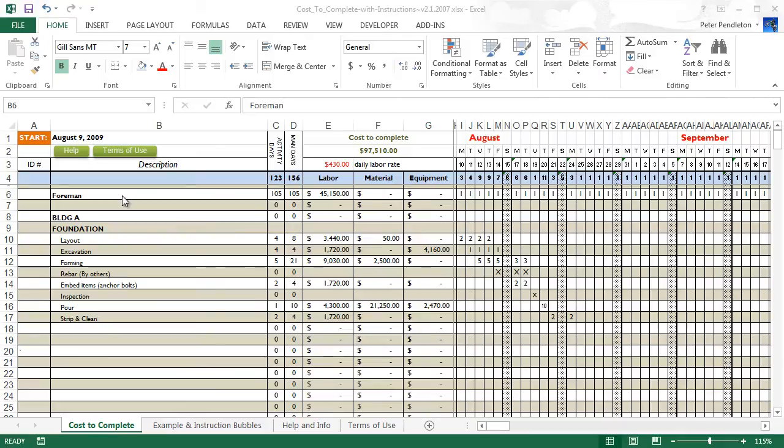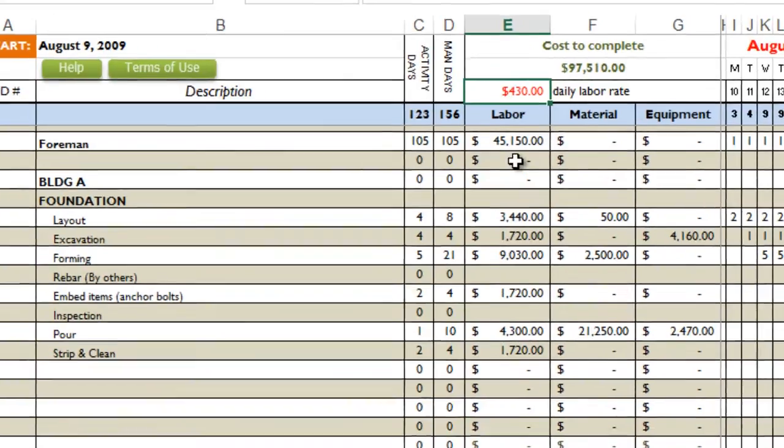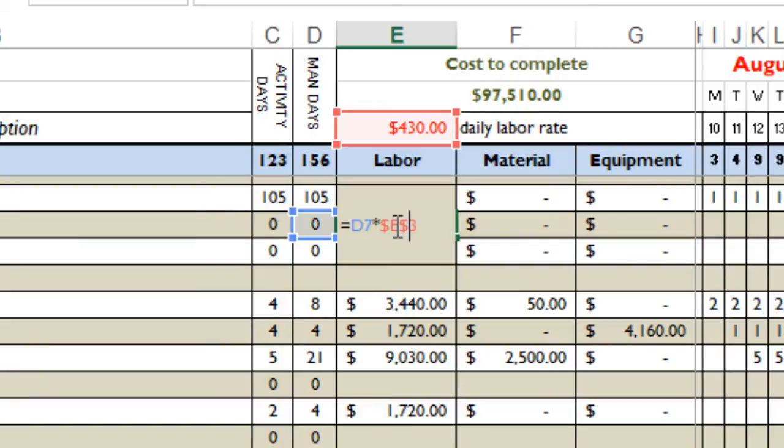And the example that we're going to use here is, let's say this foreman is not a $430 a day labor rate. Let's say the foreman is actually $475. And if we look at our cells right now, we can see that this E3 portion of the formula is actually looking up here at our daily labor rate. And for the foreman, that's not going to work. We'll be under budget, or we'll not really have an accurate depiction of what our cost to complete is.